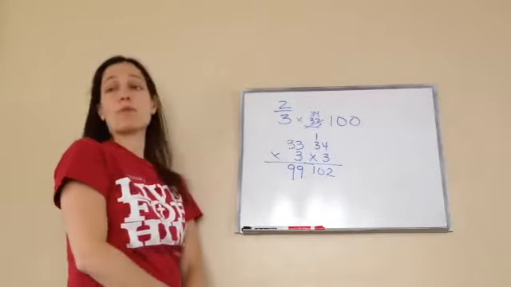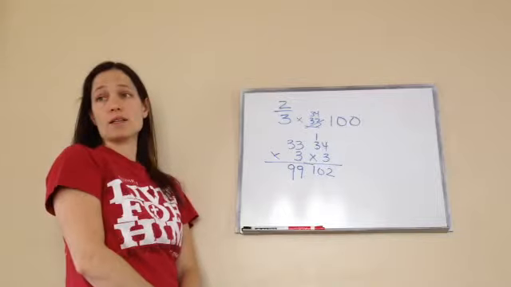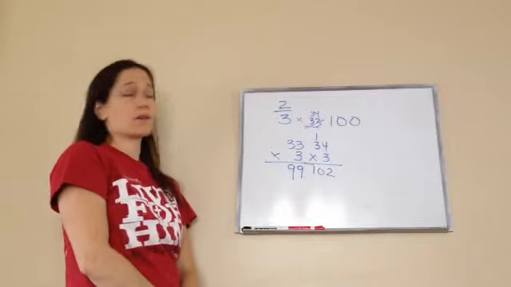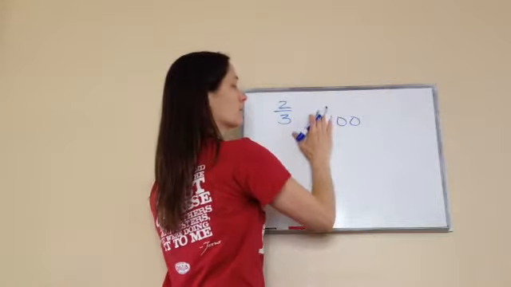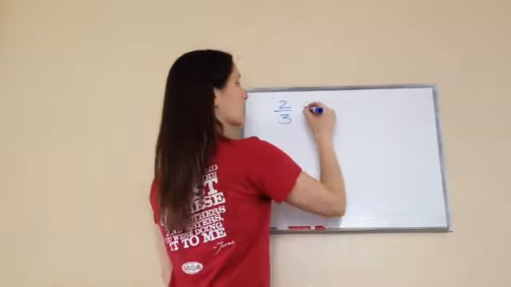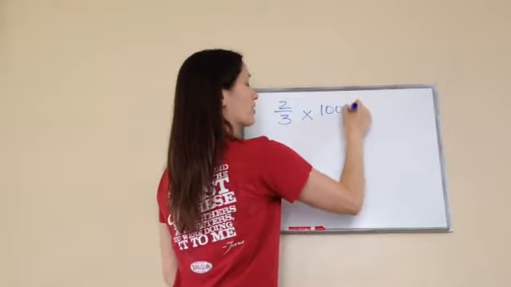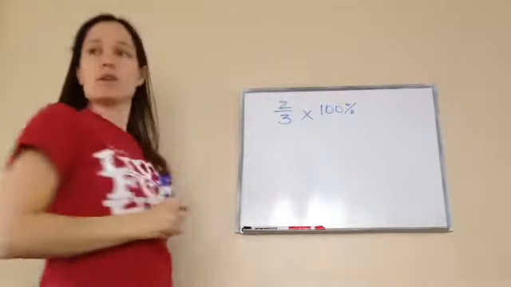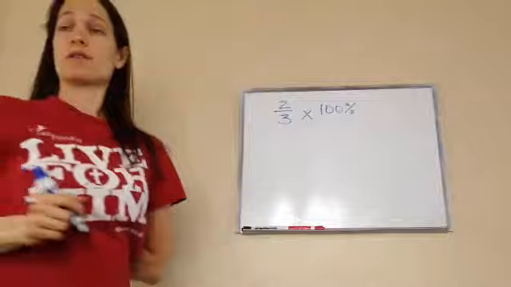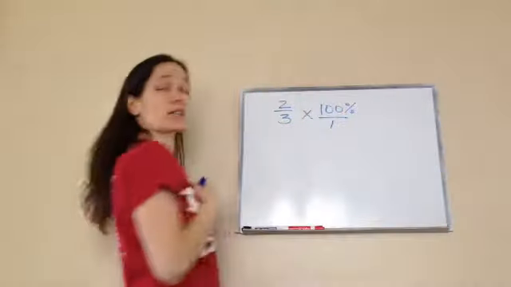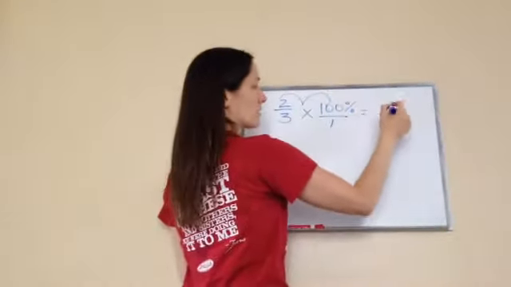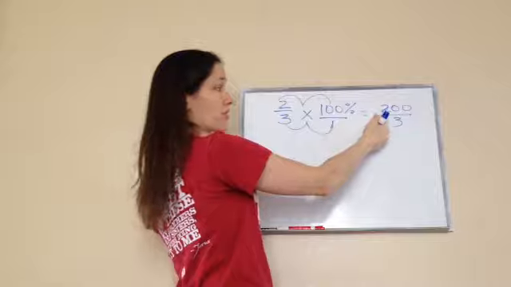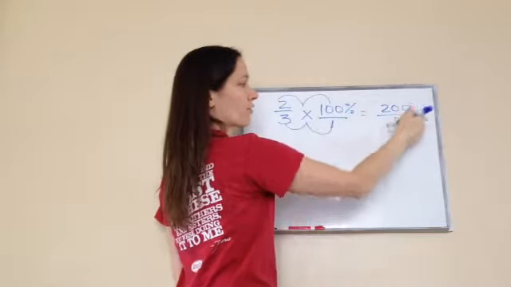Remember what we do when we don't have an exact? We do the 2/3 multiplied by the whole number 100, times 100%. Very good. And what do we say 100 as a whole number is? 100 over 1. Let's do that. 2 times 100 is 200. 3 times 1 is 3. So the answer is 200 over 3%.